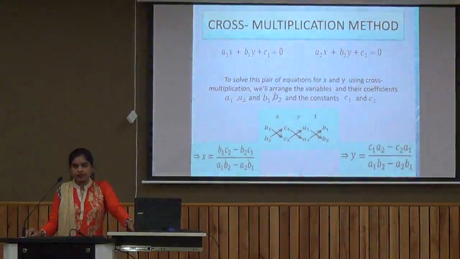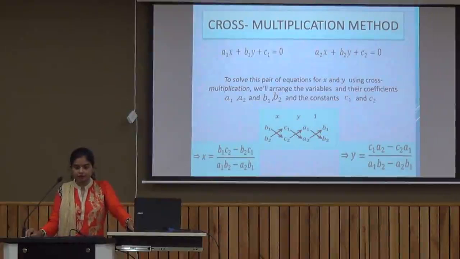Now the third method, cross multiplication method. Suppose the equations are a1x plus b1y plus c1 equal to 0 and a2x plus b2y plus c2 equal to 0. To solve this pair of linear equations for x and y using cross multiplication, we will arrange the variables and their coefficients a1, a2 and b1, b2 and the constants c1 and c2.